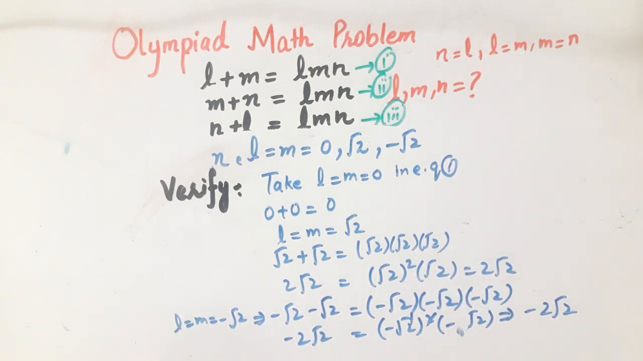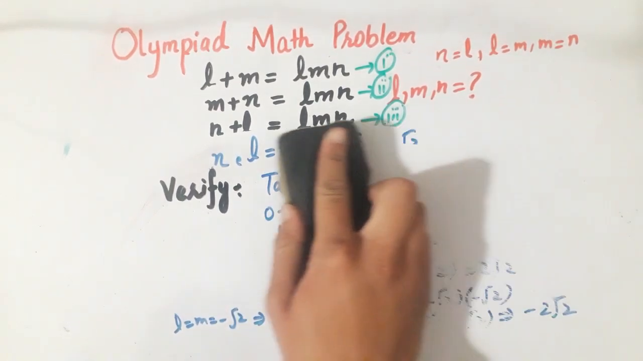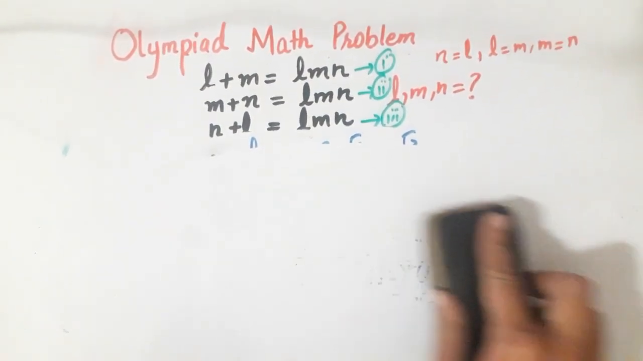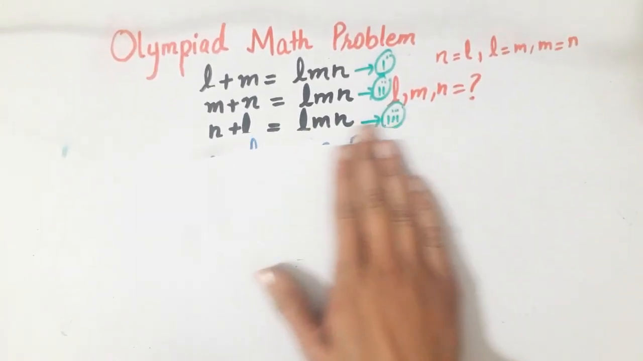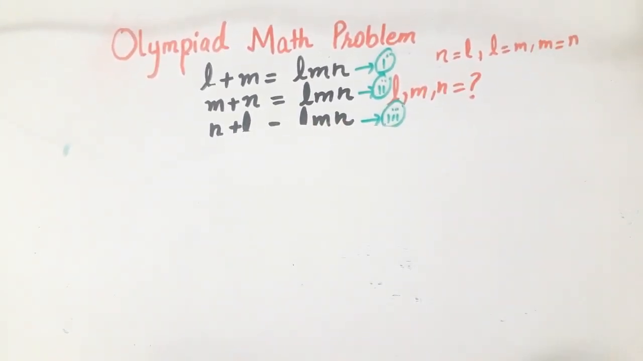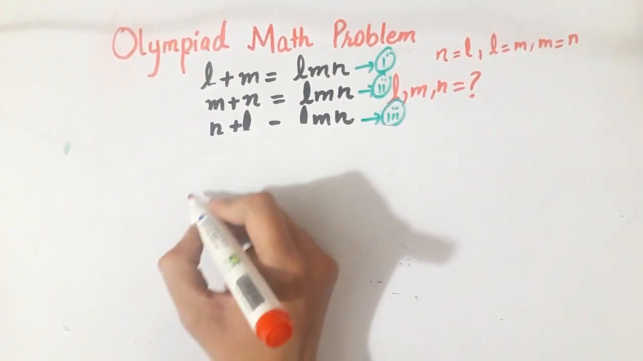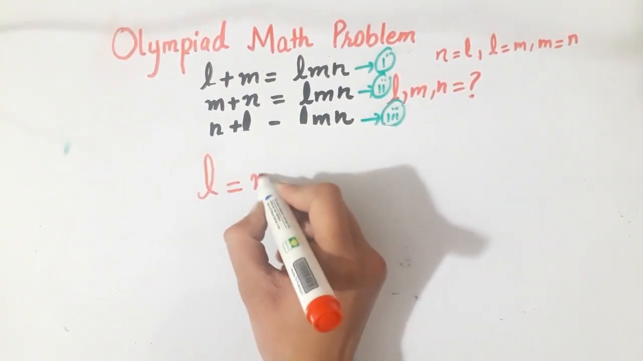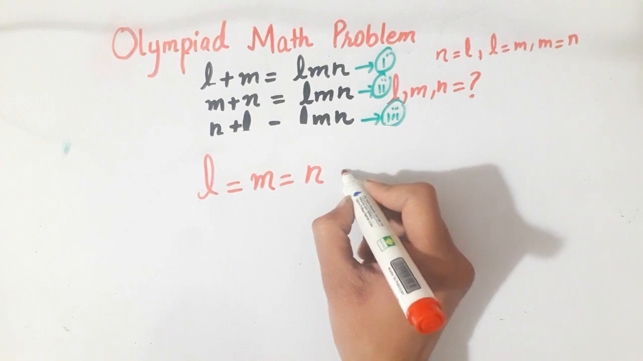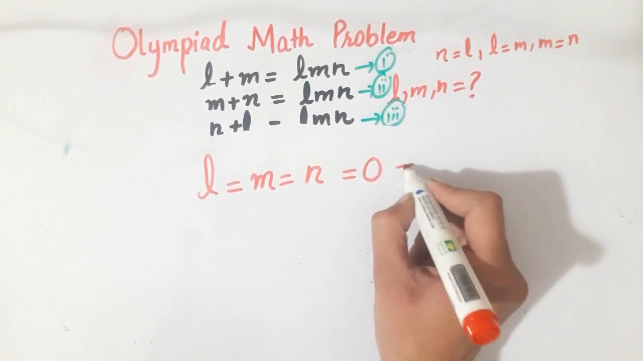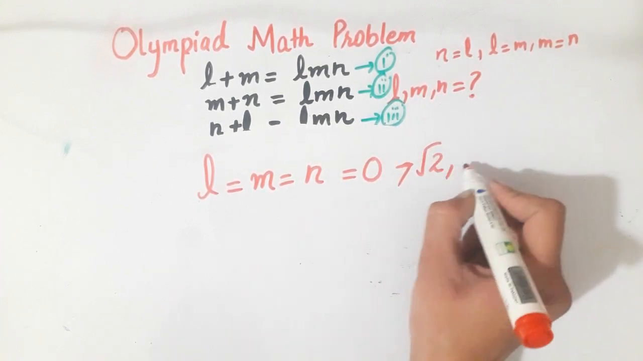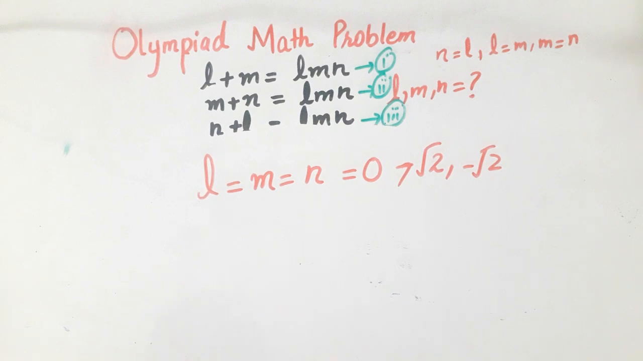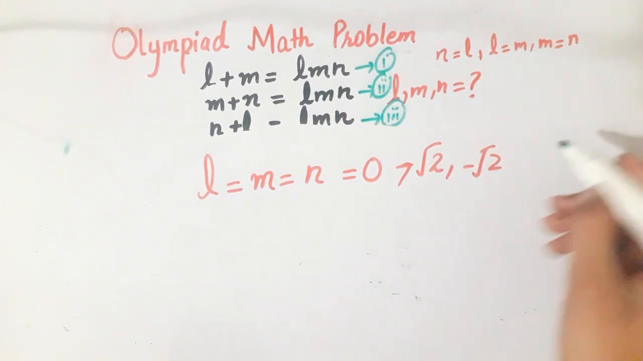So we will write now the final answer of this. What will be the final answer? We get L equal M equal N, that equals 0, square root of 2, and minus square root of 2. So this is the final answer.